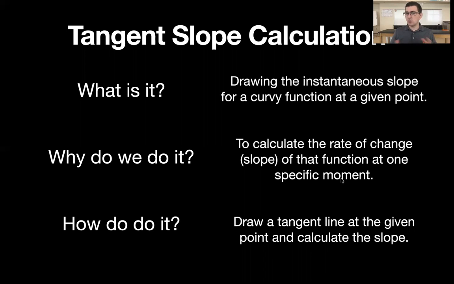How do you do it? Well, you draw the tangent line using one of the two methods, whichever works better for you, and then you calculate the slope of that tangent line. Don't forget your units, and then you'll have your rate of change at that time.